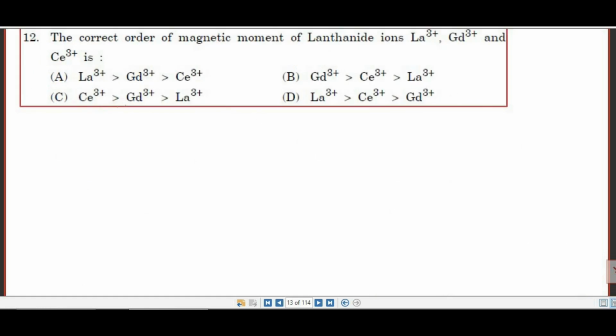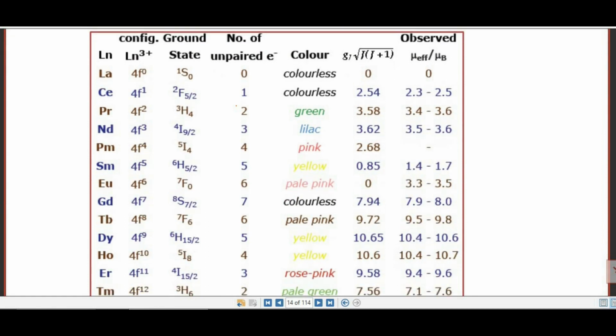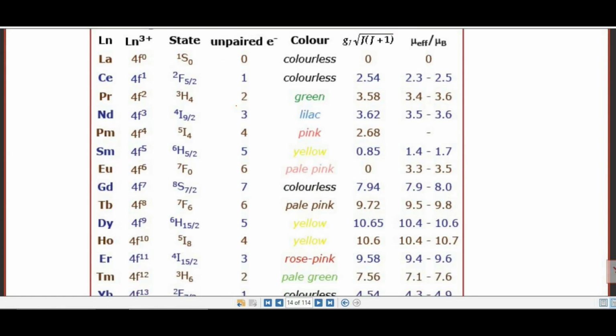Question number 12. The correct order of magnetic moment of the lanthanide ions lanthanum, gadolinium and cerium. You have to see the magnetic moment, the unpaired electrons. For lanthanum, it is 4f0, having 0 unpaired electrons. It is a colorless compound with magnetic moment 0. For cerium, it is 4f1, where the unpaired electron is 1. It is also colorless, with magnetic moment 2.54.